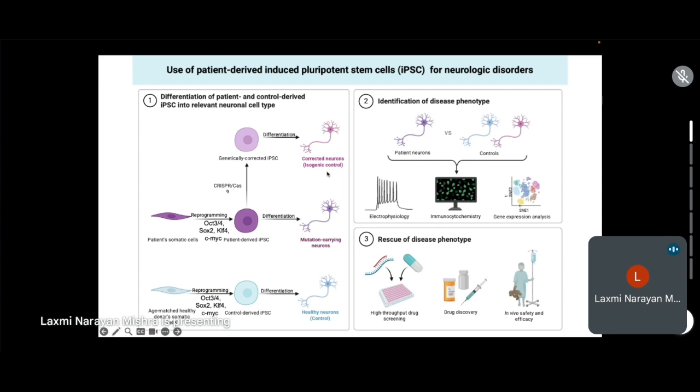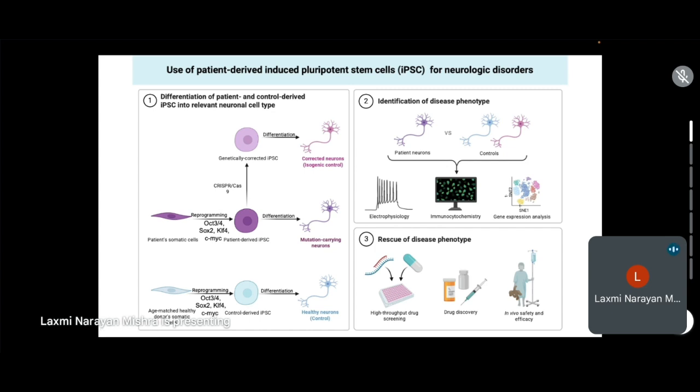So now we also have age-matched healthy donor somatic cells. For example, one patient is 56 years old. We will get a healthy individual of the same race. If I'm from India, I cannot get someone from the US, a white American. No, we cannot do that. We should go to an age-matched, race-matched individual, and that can serve as a healthy donor of somatic cells, and we can reprogram those cells, and these are just a control.